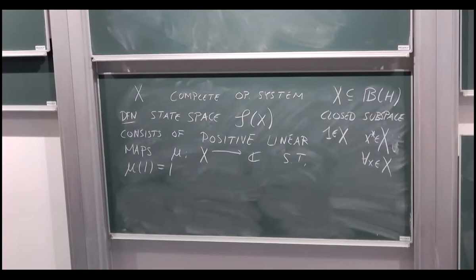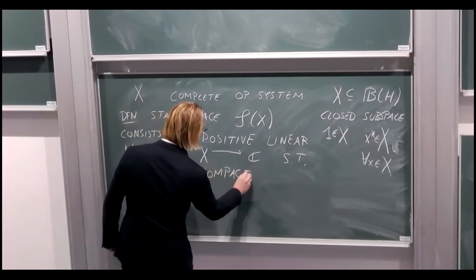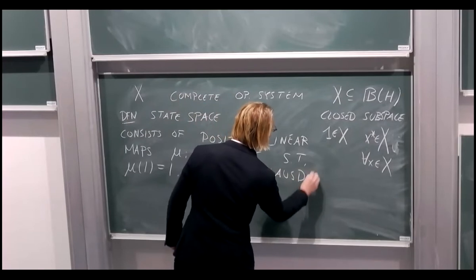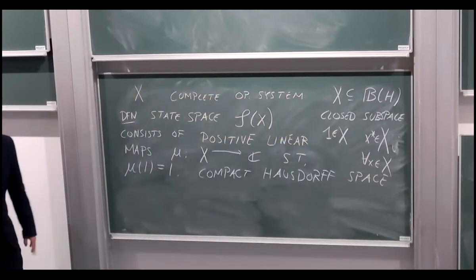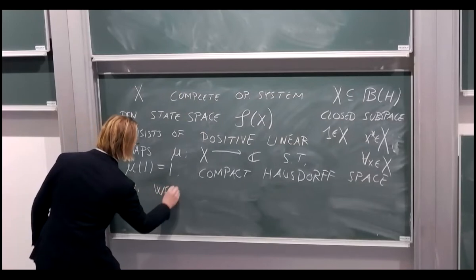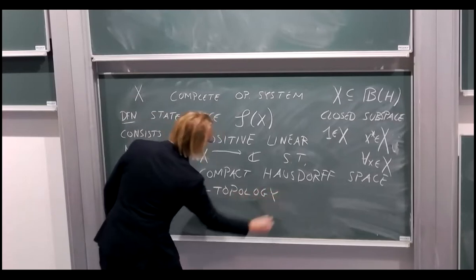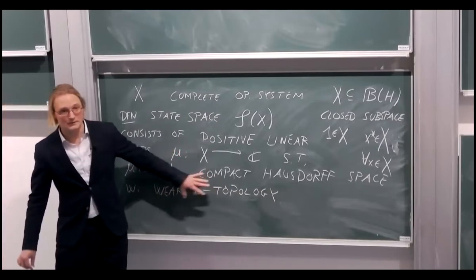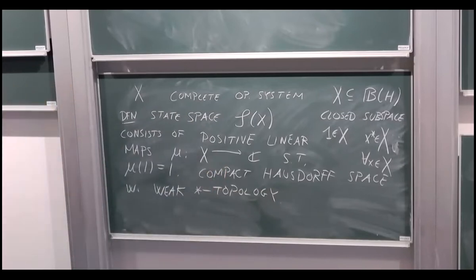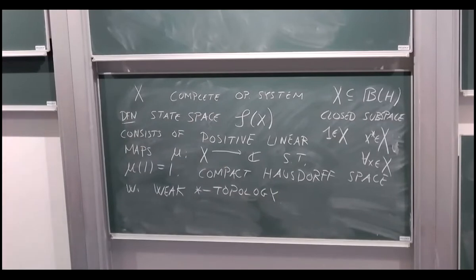And this state space becomes a compact Hausdorff space when you equip it with the weak star topology. What does this mean? If you have a net of states, it converges in this topology when it converges pointwise. So that's the weak star topology. It's the topology of pointwise convergence of these states. So this is an interesting compact Hausdorff space associated with my complete operator system.